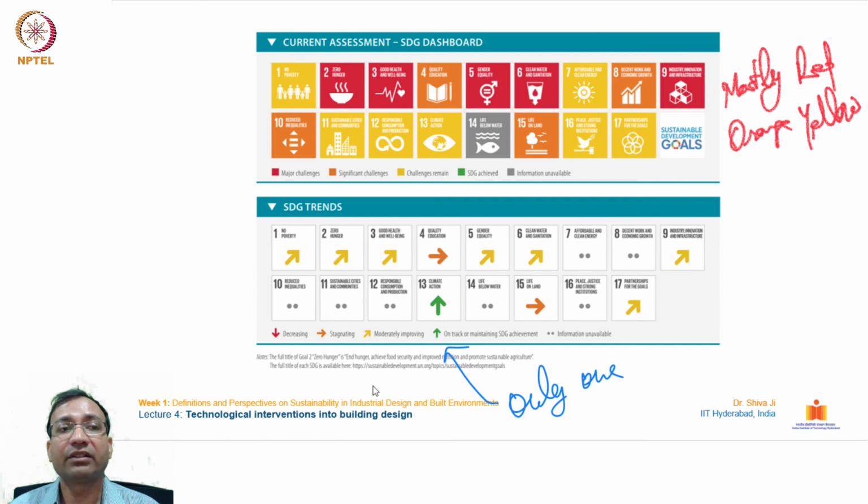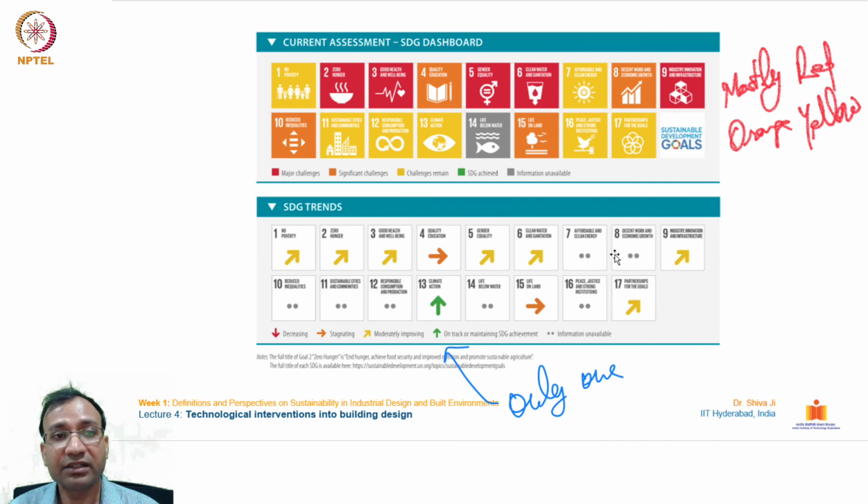The yellow arrow, pointing in the upward direction at a 45 degree angle, is talking about a moderately improving situation. And with this green upward arrow we can understand that this is on track or maintaining the SDG achievement. So we can see over here on this particular table, in the context of Bhutan, there is only one SDG, climate action, where there is a green arrow marked. That means Bhutan is maintaining its pace on climate action.